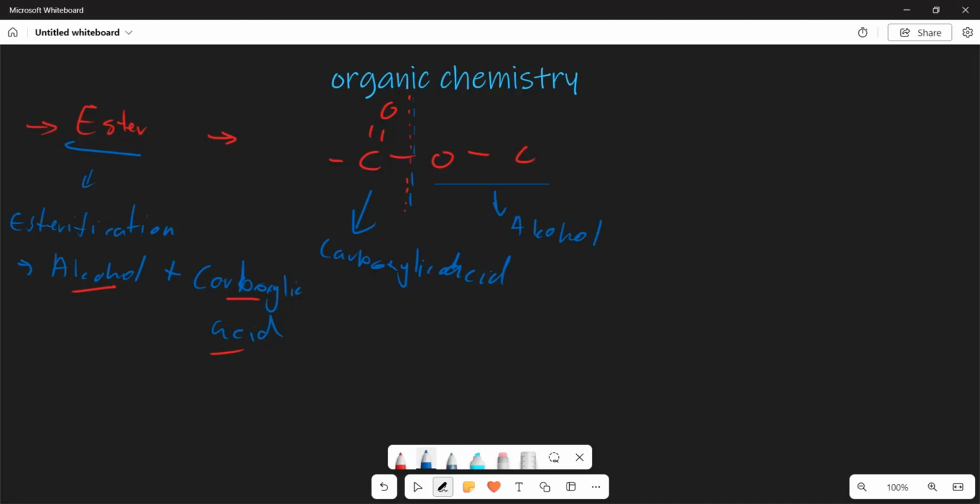And now what else can you take from this? This is the prefix of your ester name, and this is going to be your suffix, right? So now we are saying the prefix of your ester is going to be given by the name of an alcohol, and the suffix is then going to be given by the name of your carboxylic acid, right?